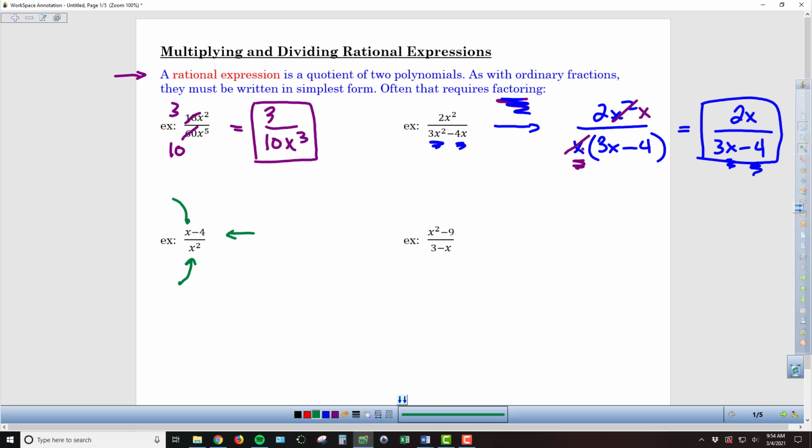And since there's no factoring to do on the top, and the x squared, there's nothing to do with it, our answer is just what we see given to us. This expression is already in simplest form.